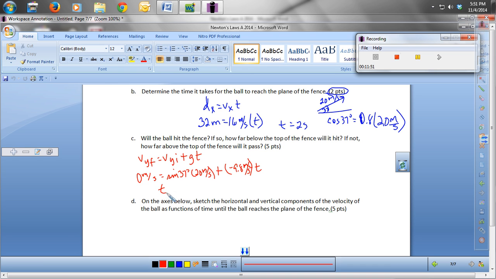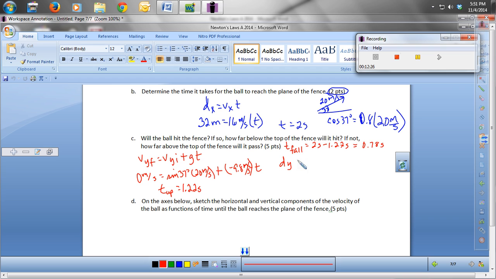So I found out that it went up for a grand sum total of, I think, 1.22 seconds, but let me make sure that I'm telling you the truth. Yes, it rose for 1.22 seconds. If the total time of travel was 2 seconds right up here, then it would fall for 2 seconds minus 1.22 seconds. So it would fall for 0.78 seconds.